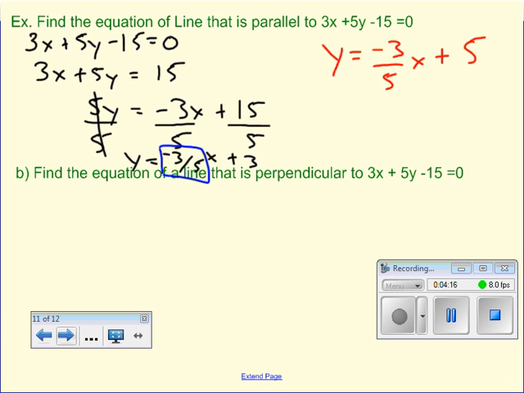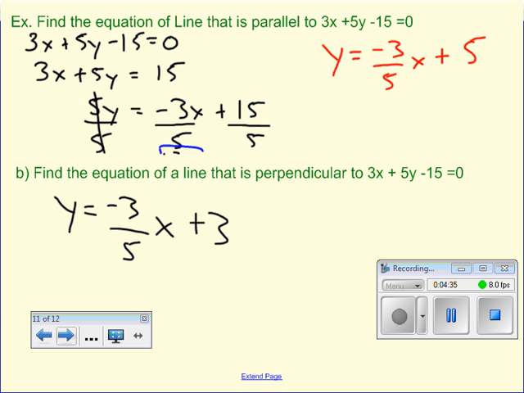Now here I want to find the equation of a line, I'm just going to erase this for clarity, that's perpendicular to my same equation. Now I figured out that the equation is y is equal to negative 3 over 5 x plus 3. So for something that's perpendicular, I just have to take the negative reciprocal of my slope. So the negative reciprocal will be y is equal to, I'm going to flip it around, so flipping the 5 and 3.